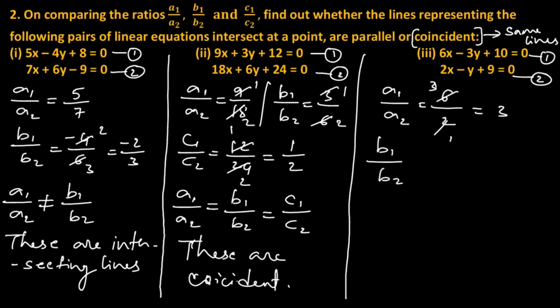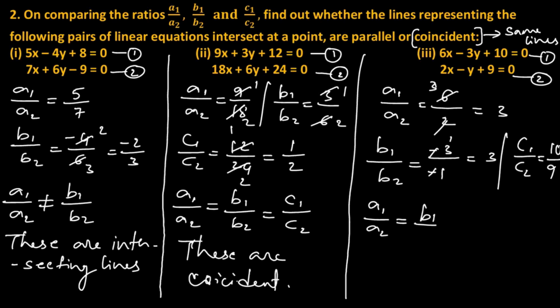b1 by b2 is equal to minus 3 divided by minus 1. Minus minus got cancelled, so 3. c1 by c2 is equal to 10 by 9. Cancellation is not possible in this problem. So a1 by a2 is equal to b1 by b2 but not equal to c1 by c2.